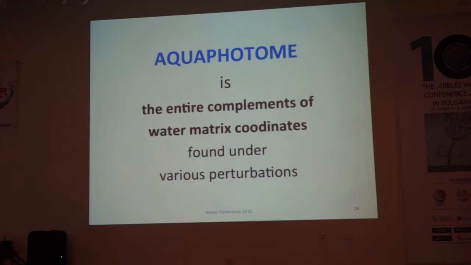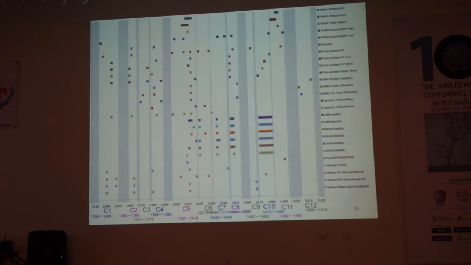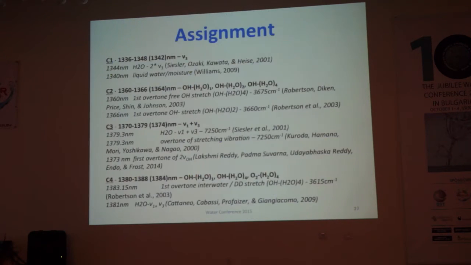Those coordinates mean windows. At those coordinates, we can measure water, and we need perturbations to activate those bands in order to change entropy, to get more information for the system. So, water matrix coordinates, WOMACs, and we've concentrated under the first overtone. We know much more about the second and the third already, but under the first overtone we found 12 coordinates, 12 bands that we could use as a point to transfer information.